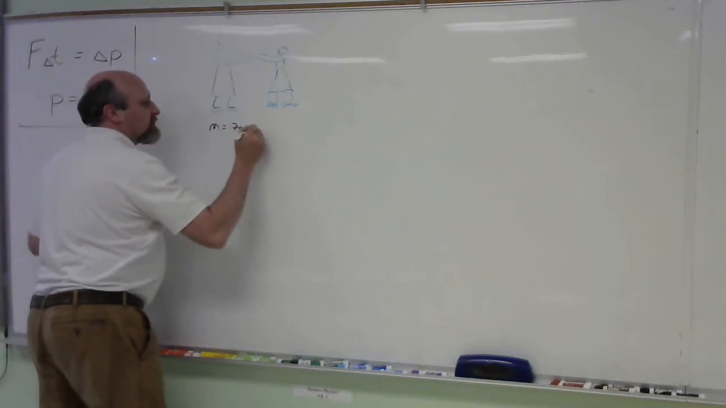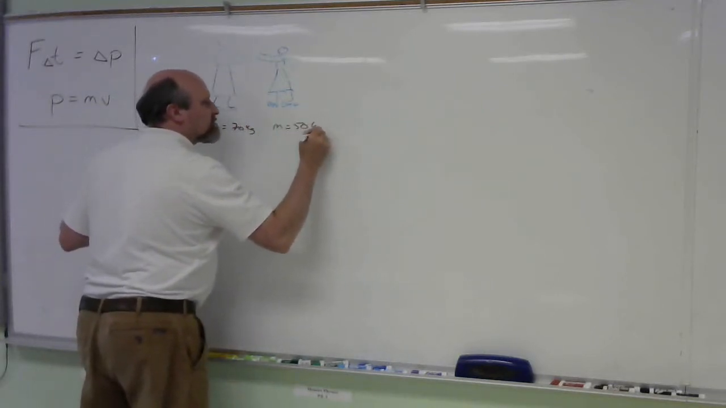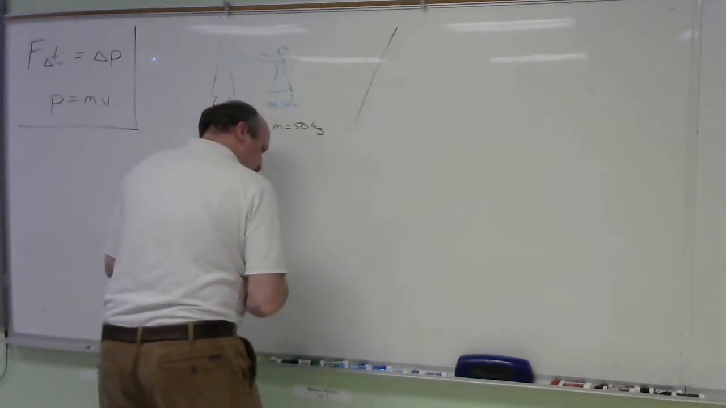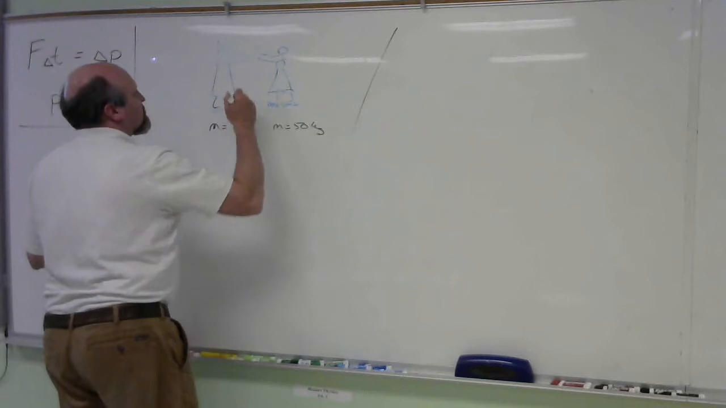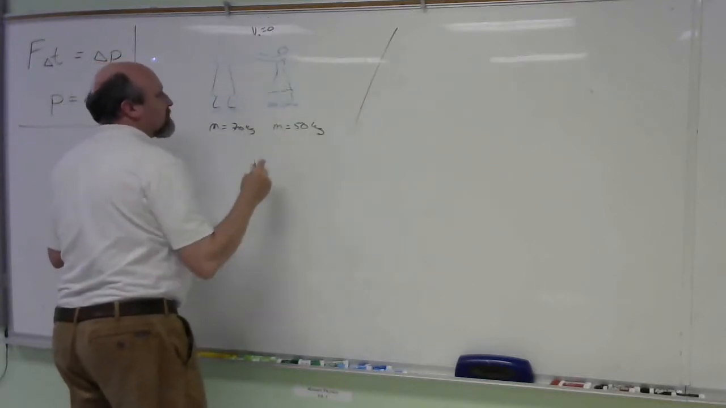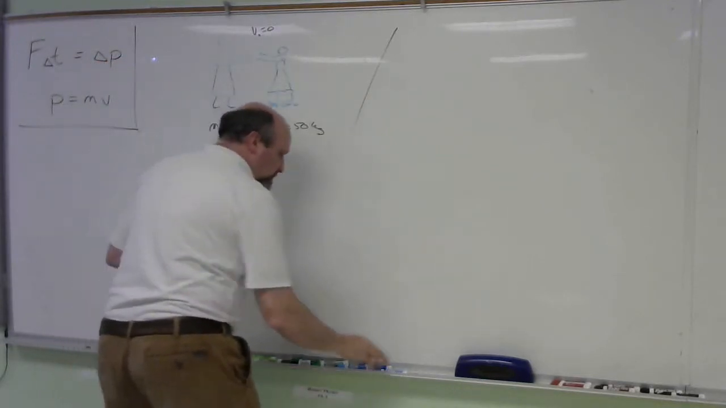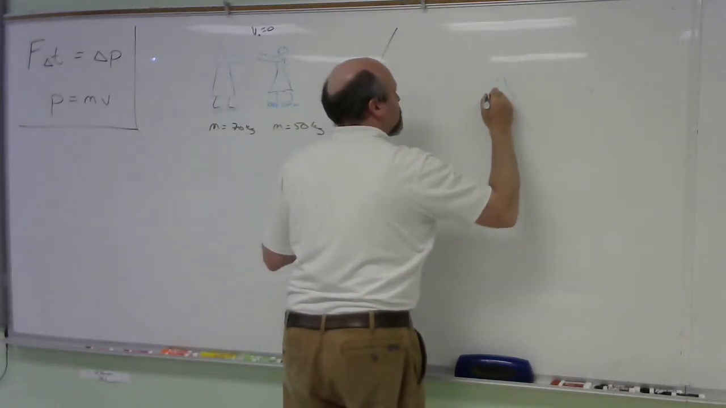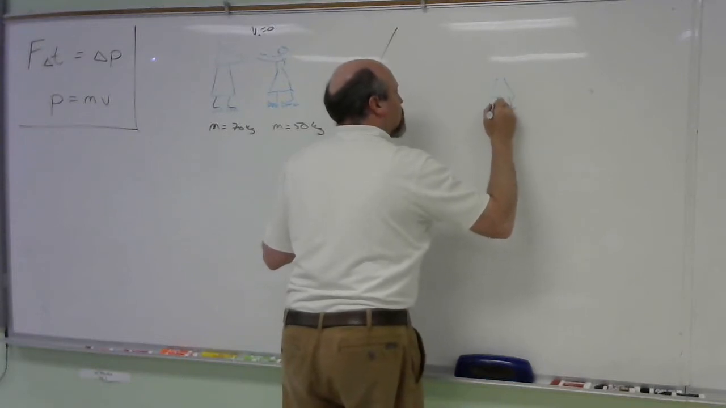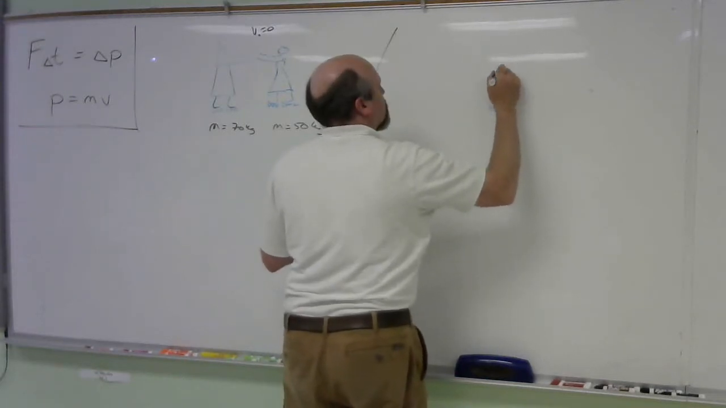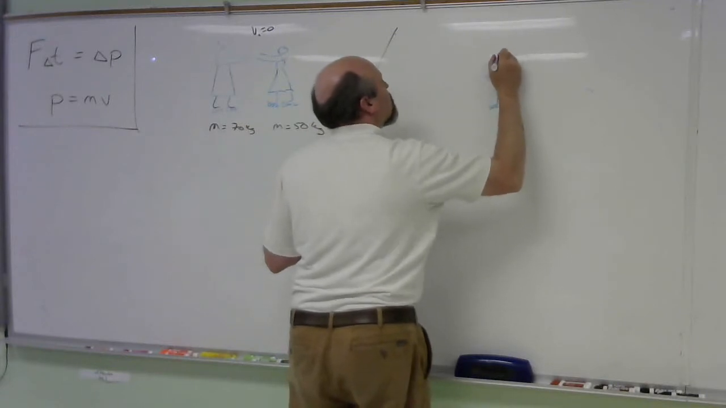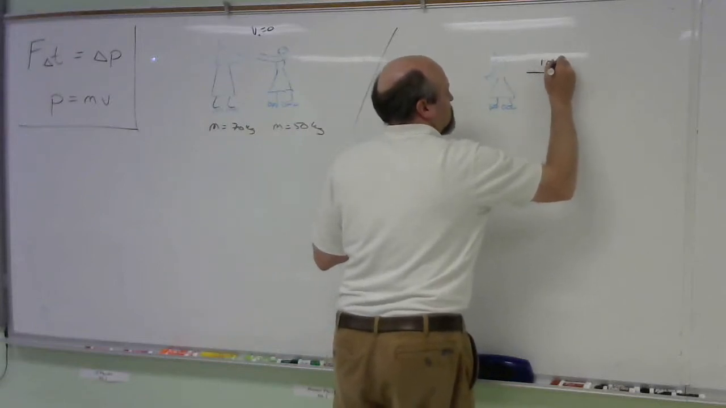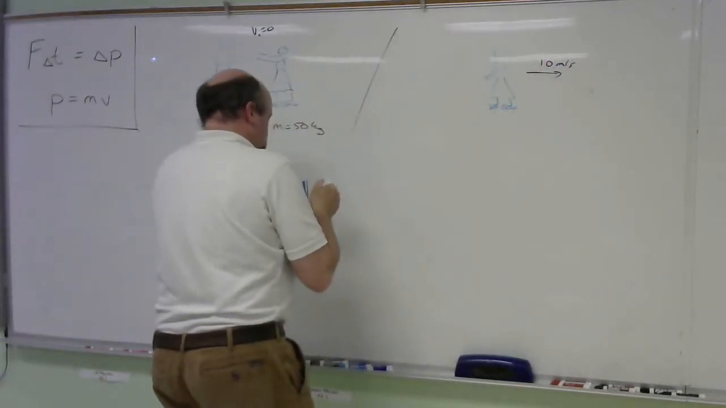Mass here, 70 kilograms. Mass, 50 kilograms. That's the before picture. The after picture. So they're starting at rest. Okay, so that initial velocity is 0 for both of them. Afterwards, they're going to push off. And we know the smaller girl is going to end up rolling backwards, right? At 10 meters per second. That's quite a shove, right?